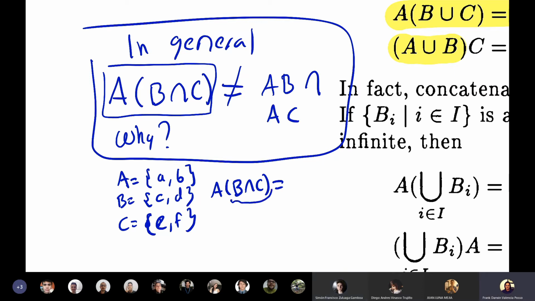So it's good to do this intersection first, right? B intersected with C. It's empty, so you know that this is empty already. Okay. And now A concatenated with B. It is AC, comma, AD, comma, BC, comma, BD.